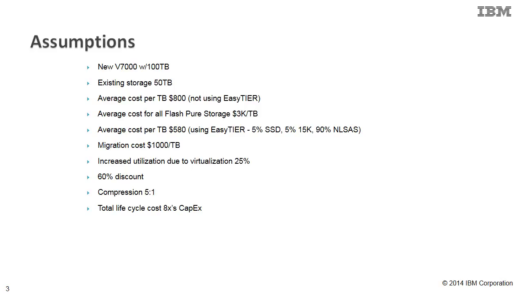Think in terms of nearline SAS. The average cost for an all-flash Pure Storage is $3,000 per terabyte. The average cost per terabyte for the hybrid array is $580. And this is a combination of using Easy Tier with SSDs, with 15K drives, and with nearline SAS. The migration cost is $1,000 per terabyte, increased utilization due to virtualization is 25%, an overall 60% discount, a compression ratio of 5:1, which is aggressive, but we can deliver on that, and we can actually even guarantee it. And then finally, a total life cycle cost of 8 times.